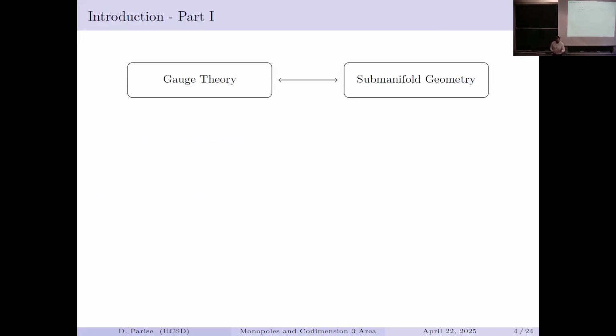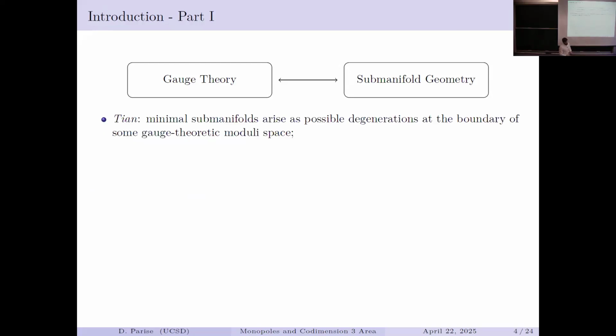So in the late 90s, interactions between gauge theory and submanifold geometry really propelled gauge theory. In particular, a notable mention goes to the work of Tian, in which minimal submanifolds, special objects in submanifold geometry, arise as possible degenerations at the boundary of some gauge theoretic moduli spaces. Tian was considering the closure of the moduli space of smooth Yang-Mills connections, and some minimal submanifolds arise as possible degenerations of these sequences.